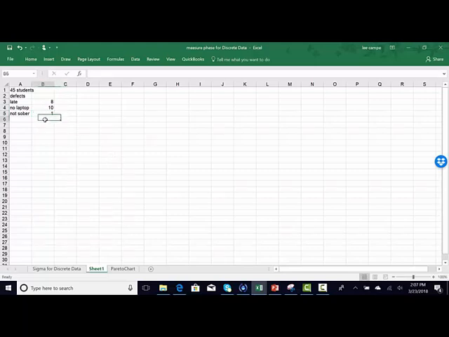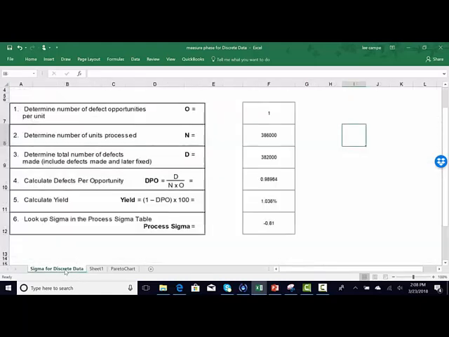So that is a total of 19 defects. And then what I need to know is how many units I had, and each unit would be a student in this example, the thing that you're looking at. I have 3 opportunities for a defect, 3 categories, and I had 19 defects. So the first thing I'm going to do is calculate sigma. There were 3 opportunities for a defect, 45 students, and 19 defects.